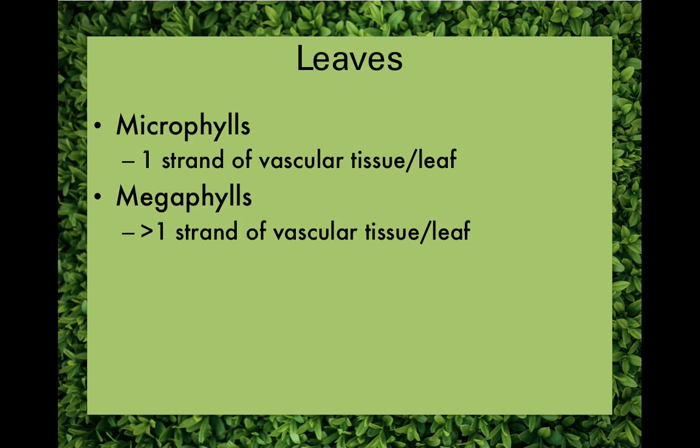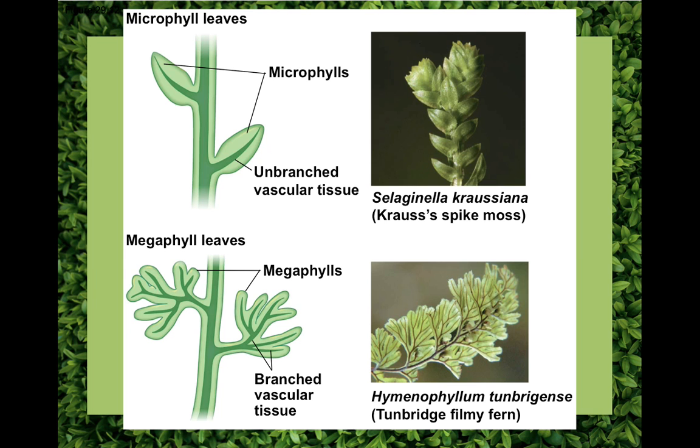Megaphylls typically have multiple strands of vascular tissue in each leaf. So here you can see, for example, a member of Lycophyta, Selaginella kraussiana, which has microphylls, only one strand of vascular tissue. And ferns, for example, have megaphylls where you've got branched vascular tissue. So the significance of this is reflected in the evolutionary history of these plants.